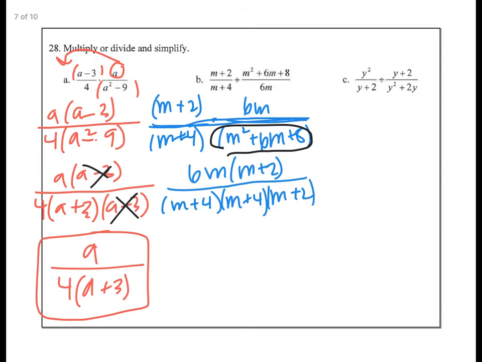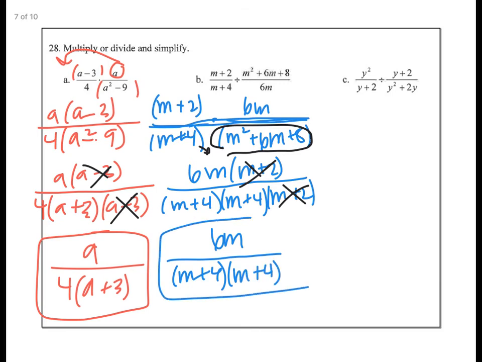So now everything's factored, and I'm at the point where it's okay to start canceling. I can take away 1 m plus 2. There's nothing to cancel with my m plus 4. There are no single m's to cancel with that m up top. So up top I still have a 6m. On the bottom I have 2 m plus 4's. If you want to write it as m plus 4 squared in the bottom, you could. That would work. Final answer for B.